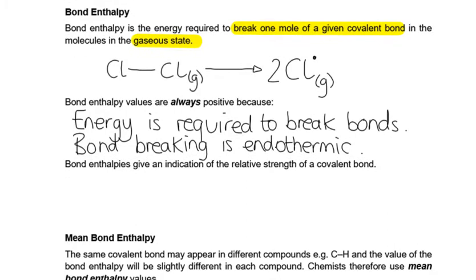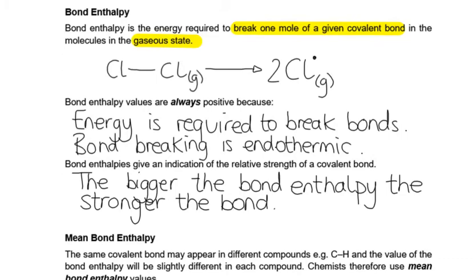So they're going to give us an indication of the strength of a covalent bond. The stronger the bond is, the larger the energy needed. And so we can say the bigger the bond enthalpy, the stronger the bond.